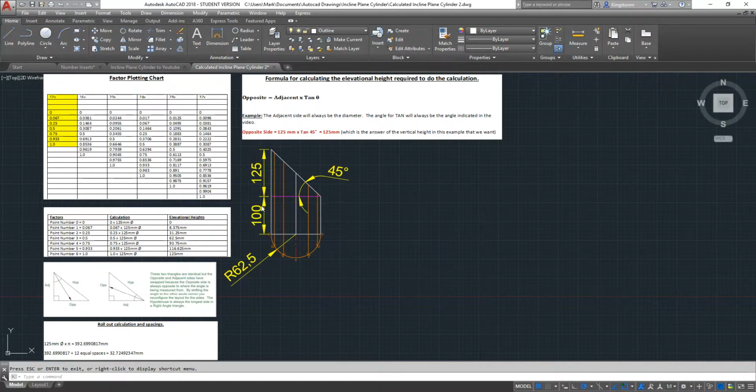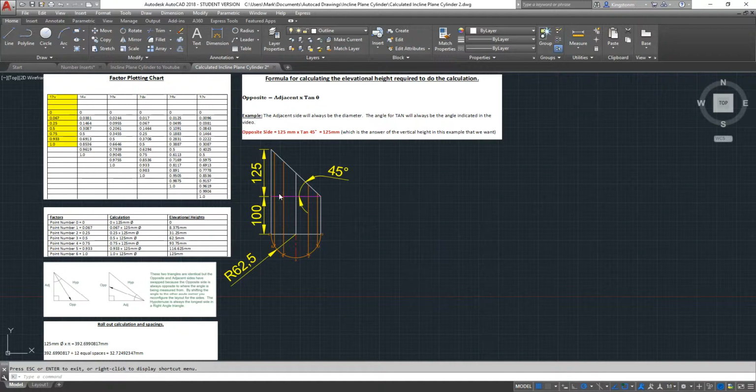So what we've got here is a cylinder. It's got a radius of 62.5 millimeters, which means 2 times that gives you a cylinder diameter of 125 millimeters. It's got a 100 millimeter throat. It's got a 45-degree angle in this corner. It's a 90-degree corner there, which means the other angle in the other corner is 45 degrees as well.